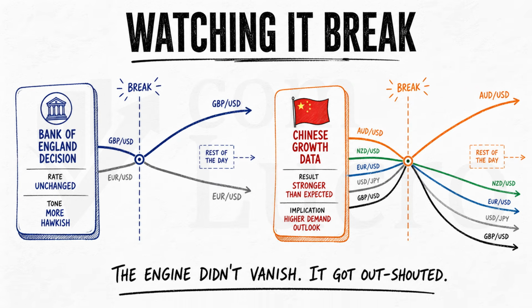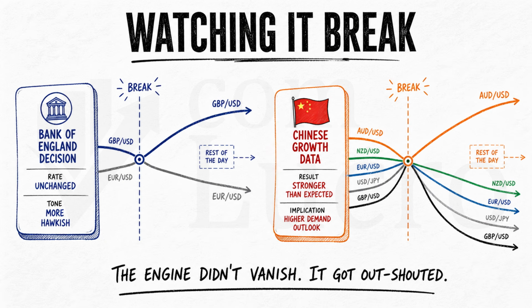And you can watch it break in real time. A Bank of England decision splits GBP/USD away from EUR/USD for the rest of the day, because suddenly the pound has a story of its own. A Chinese growth number pulls the Aussie away from everything else.